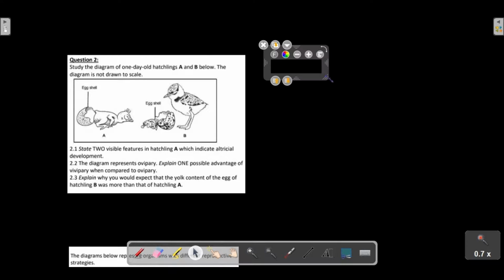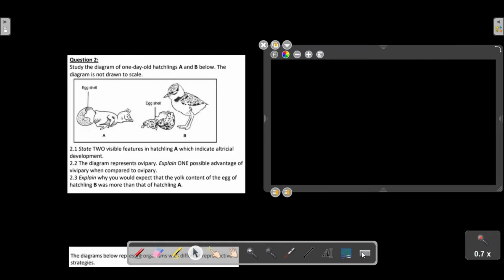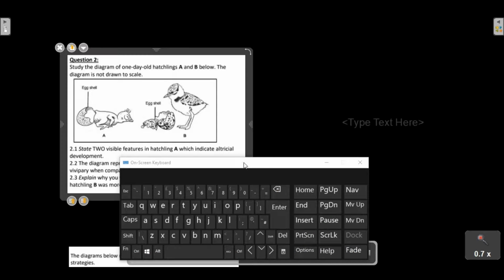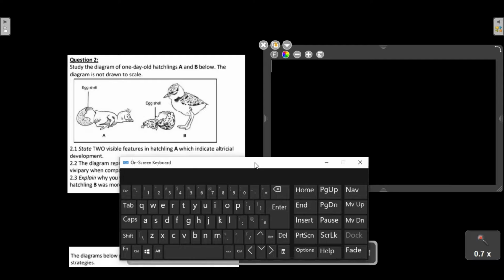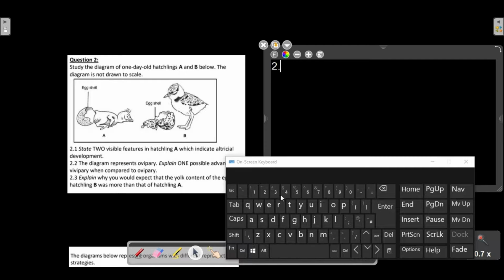So we see a diagram right over here. What does the statement say? Study the diagram of 1-day-old hatchlings, A and B, below. Okay, so we have hatchling A, we have hatchling B. The diagram is not drawn to scale. So there we go.